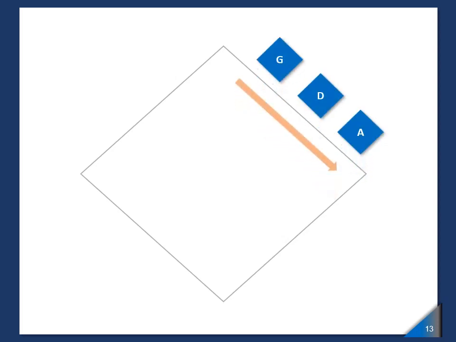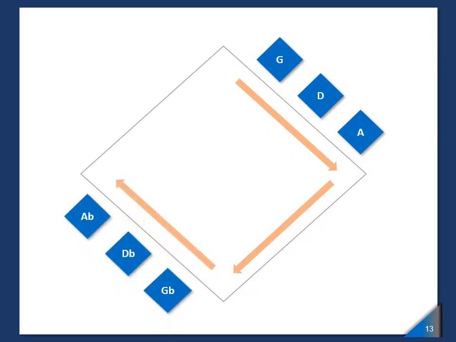Let's make our first conclusion. We have placed 3 major keys on one side of the diamond. Then moving clockwise, we have placed the same 3 keys, lowered half tone, on the opposite side of the diamond. This means, if we know 3 major keys on one side of the diamond, then we know 3 major keys on the opposite side of the diamond.